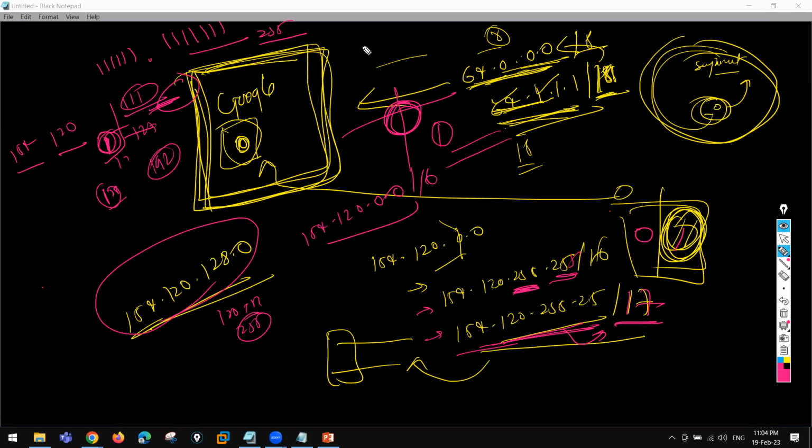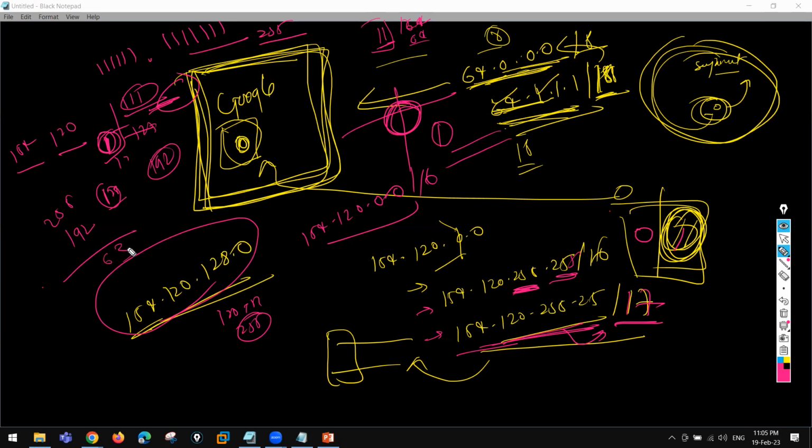Do you understand what is happening at the moment when we borrow 2 bits? How much are we consuming? 128 plus 64, 192. From 255 we go to 192. What is the block size which remains?